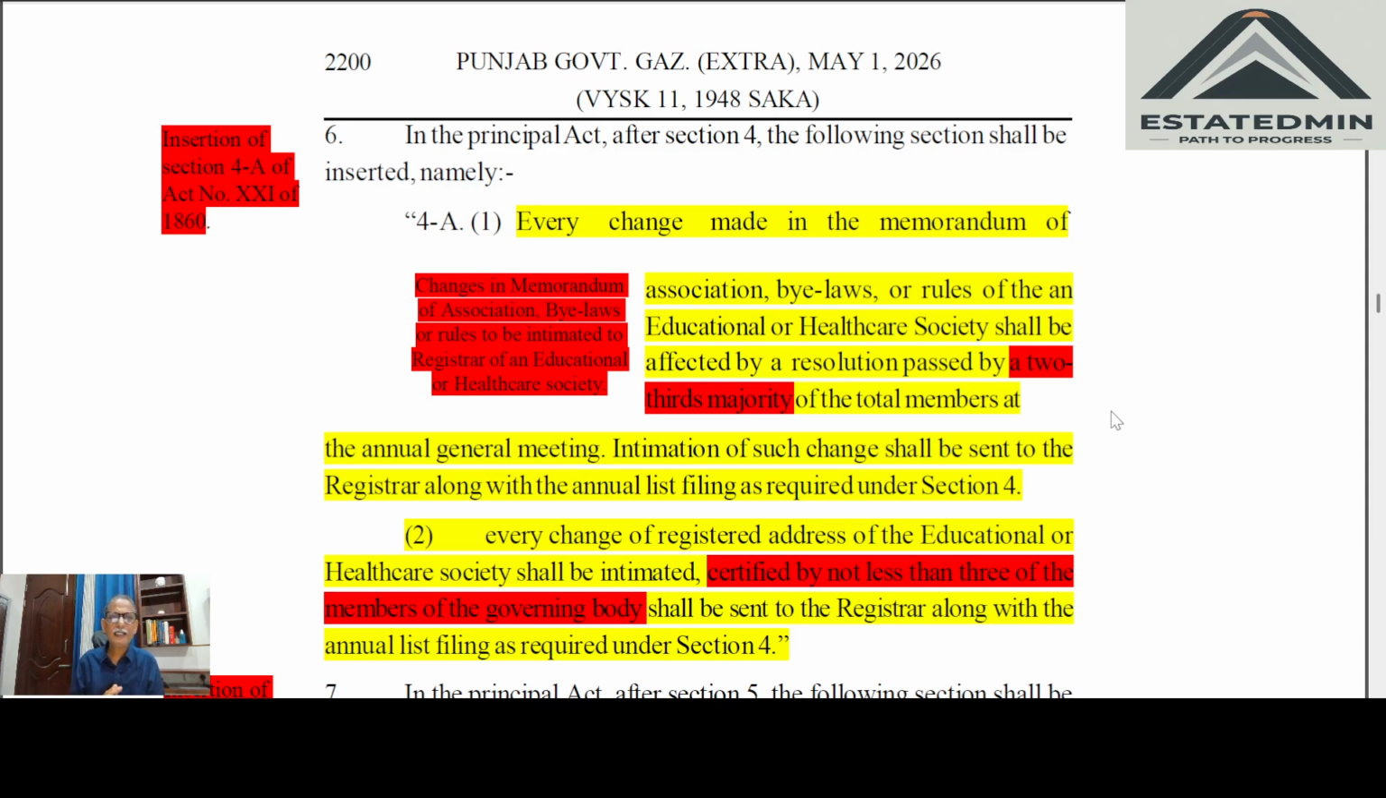Then 4A has been added. Every change made in the memorandum of association or bylaws or rules of the education or healthcare society will be effected by a resolution passed by a two-third majority of the members at the annual general meeting. So no person, secretary, or president can amend the rules and send them to the registrar during the filing of the list. Now it has to be done during the annual general meeting, and the change in the memorandum of association or in the rules and regulations of the society, that is bylaws, is to be effected only when a resolution has been passed with a two-third majority.